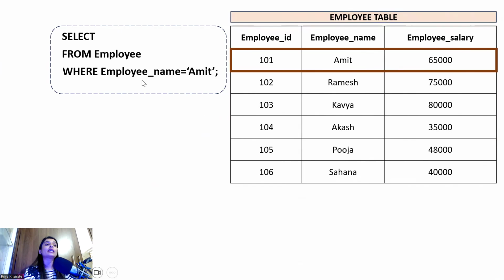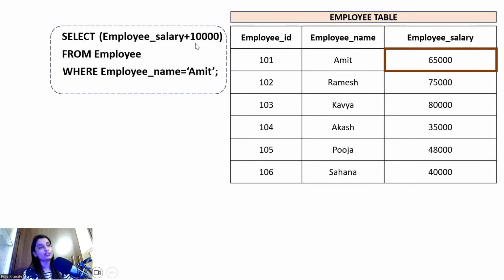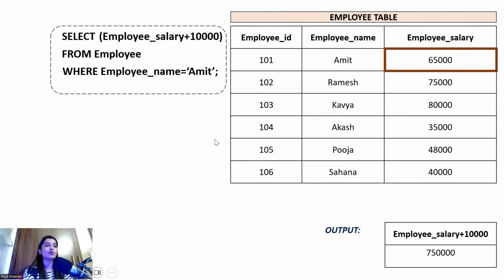Okay, after targeting the rows, what to select? I am telling select employee salary only for Amit, guys. Select employee salary, but not as it is, by increasing the salary by 10,000 rupees. So like this I have written. So if you execute the query, see this will be your output. Employee salary plus 10,000 rupees. If you write employee salary minus 10,000 rupees, see here, I have changed the query. Target Amit and deduct 10,000 rupees from his salary and display the output. See, like this you will be getting the output.